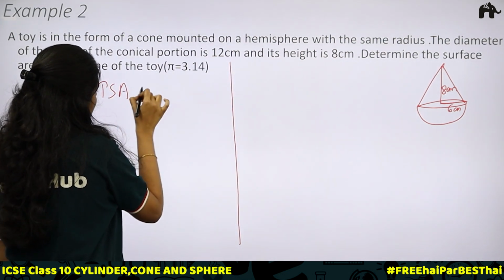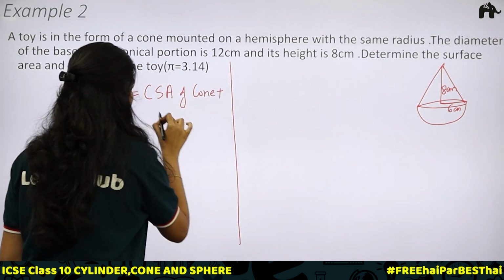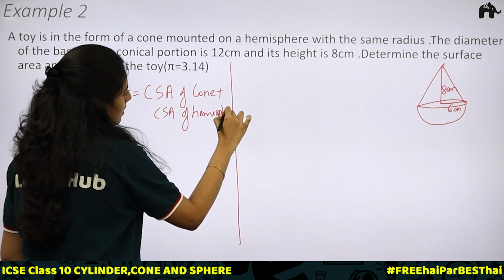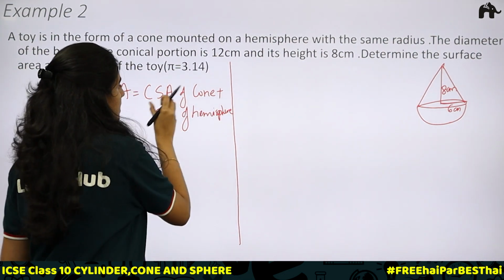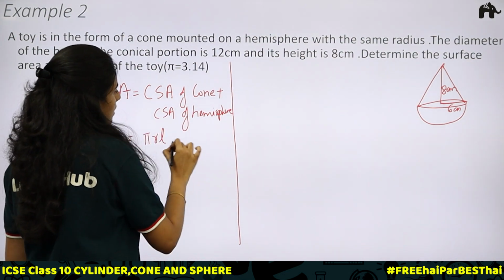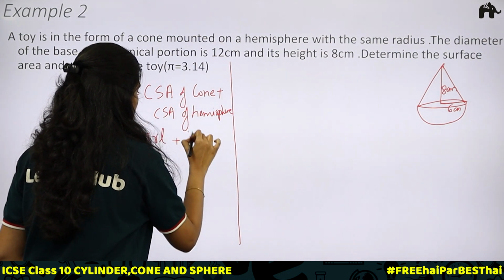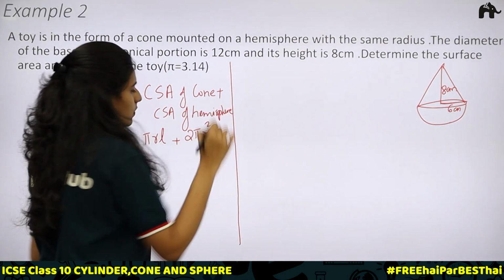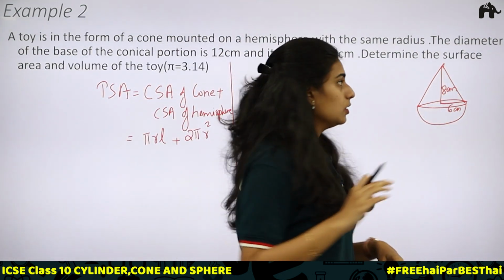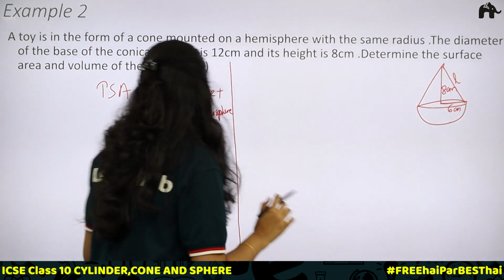Total surface area is equal to curved surface area of cone plus curved surface area of hemisphere. What is the formula to find curved surface area of a cone? That is equal to pi r L, plus curved surface area of hemisphere, which is 2 pi r square. Here the radius and the height of the cone are given. We need to find the slant height L in pi r L.